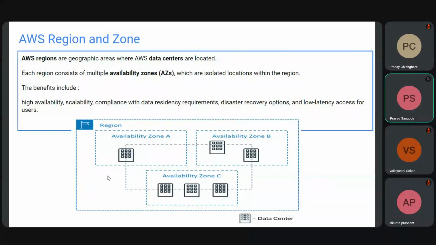Even for scalability it is very useful, and for compliance reasons too. Suppose I want my server to be only in a particular region, that is also very useful. So whenever we launch an instance, we'll be launching it in a particular region and a particular availability zone. We can choose it, or automatically it will choose the availability zone, which we will see. But this is important: region and availability zone.